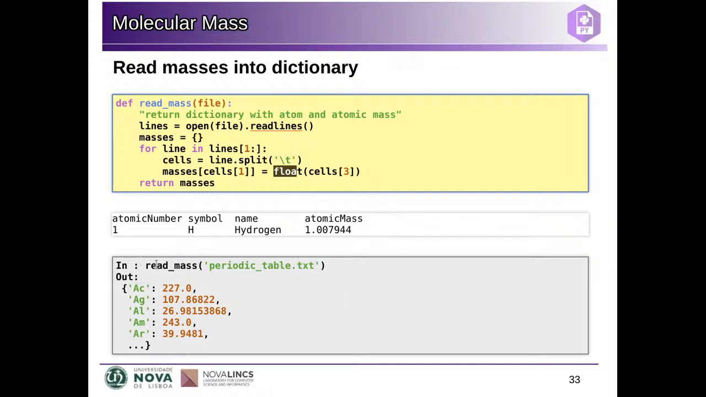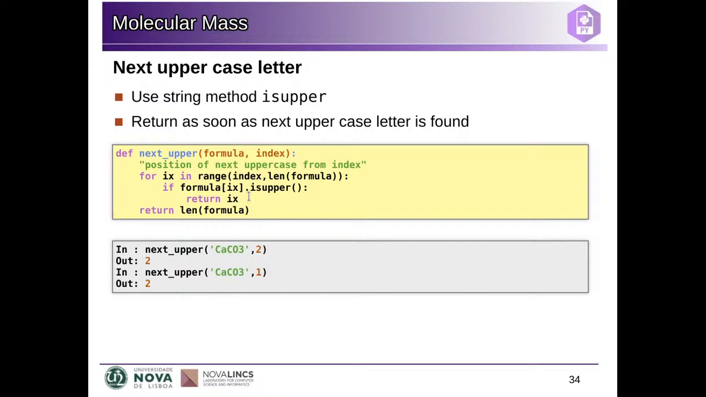And now we can test what happens when we read this periodic table file. We get a dictionary with the different elements and the associated atomic mass. So we tested our function. We now have a dictionary with the masses that we can use to add up all the masses in the molecule. Now we're going to find, from one chemical formula, starting at some particular position, where is the next uppercase character, uppercase letter.